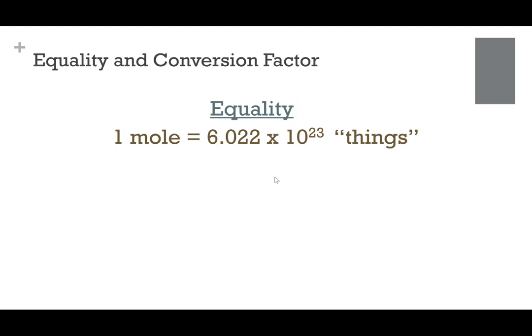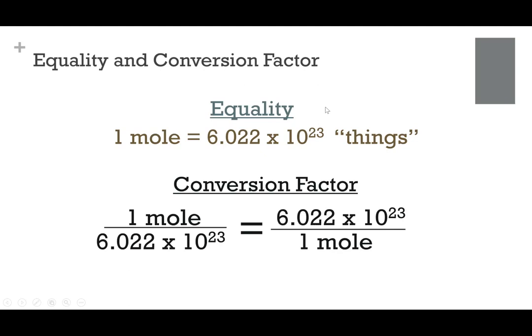So remember, the application of the equality is the conversion factor. So I write mole on top, things on bottom, or things on top, mole on bottom. So we have 2 conversion factors that come out. The only thing that's different about this conversion factor is the fact that the unit can change.